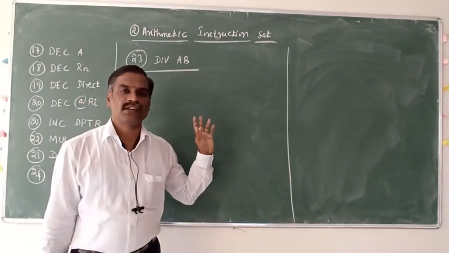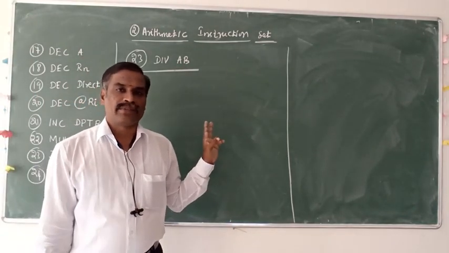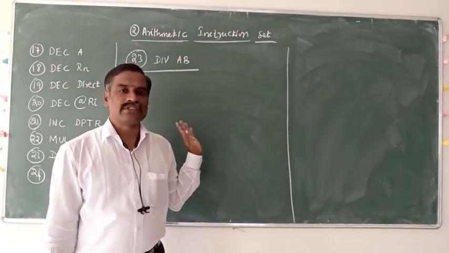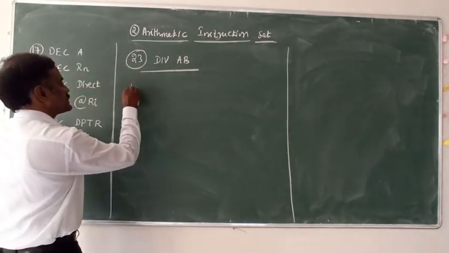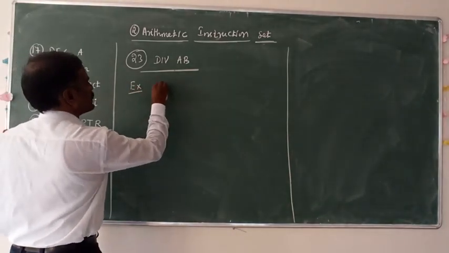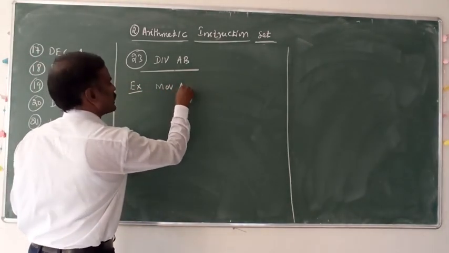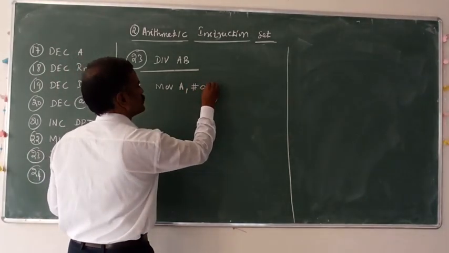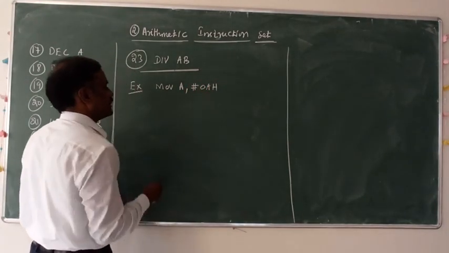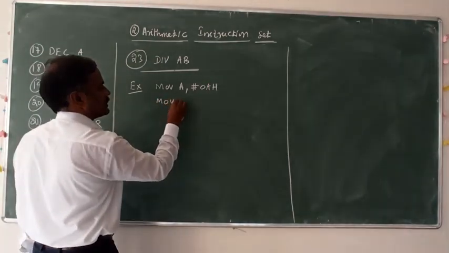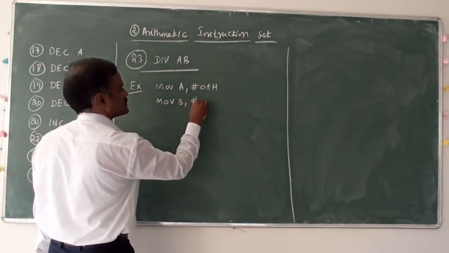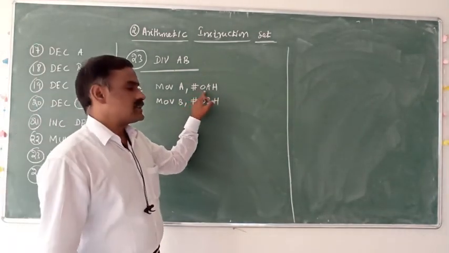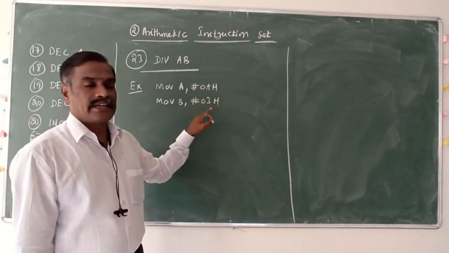In B register, we can use it for only two purposes: one is multiplication and the second one is division. Okay. Example, MOV A, #0AH, and then MOV B, #03H. A register data 0A and B register data 03.